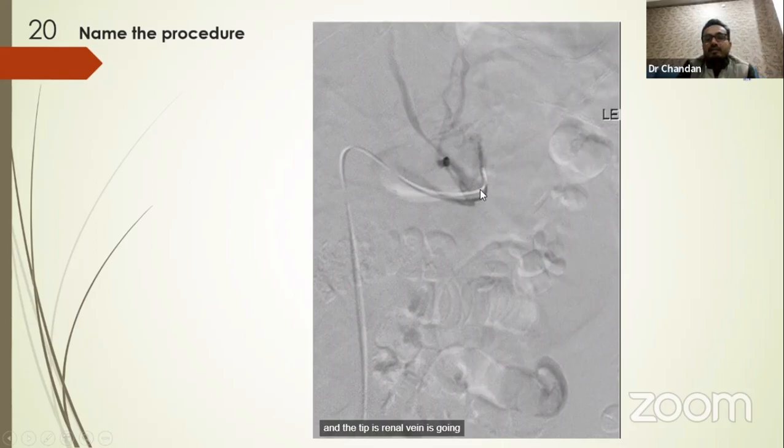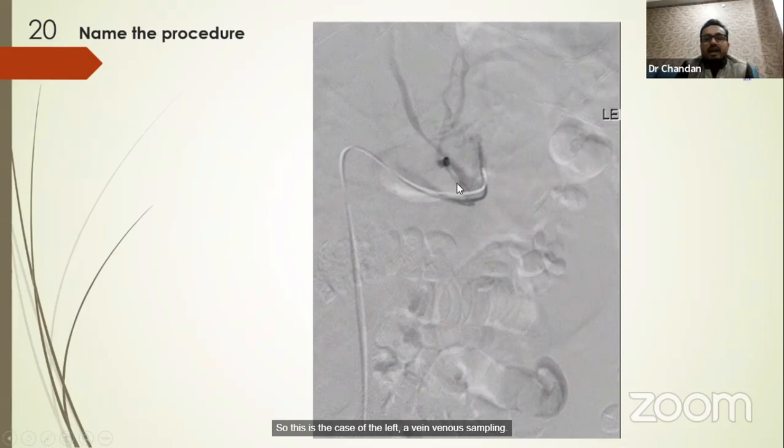And the tip in the renal vein is going to the left adrenal vein, because the left adrenal vein opens into the left renal vein, and the right adrenal vein opens directly into the posterior wall of the IVC. So it is the procedure of left adrenal venous sampling, because the left adrenal vein makes a confluence with the inferior phrenic vein, and the combined adrenal vein opens into the left renal vein.